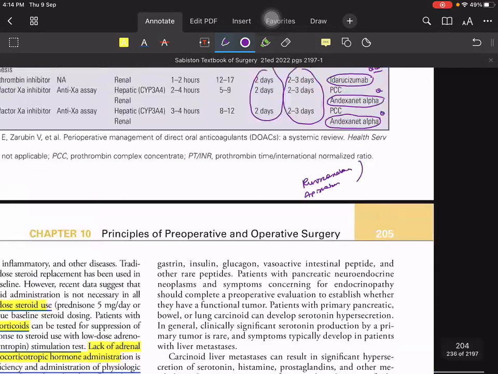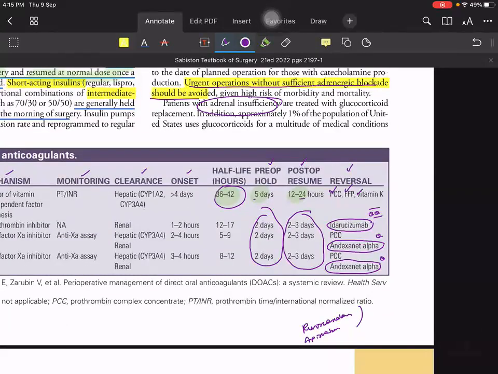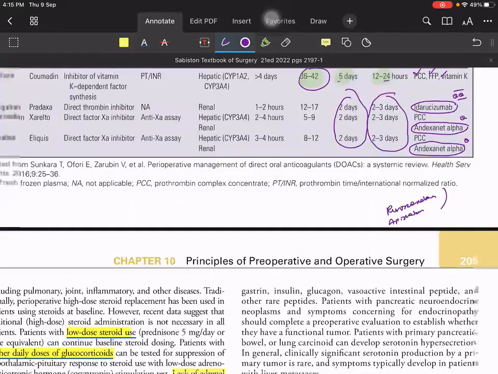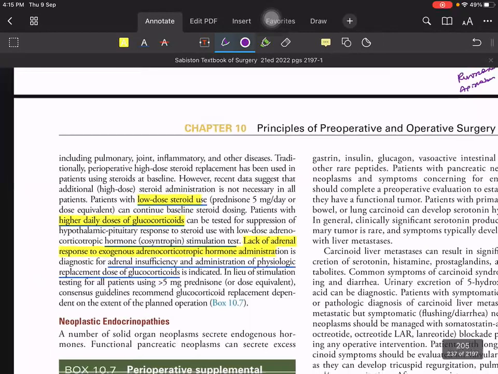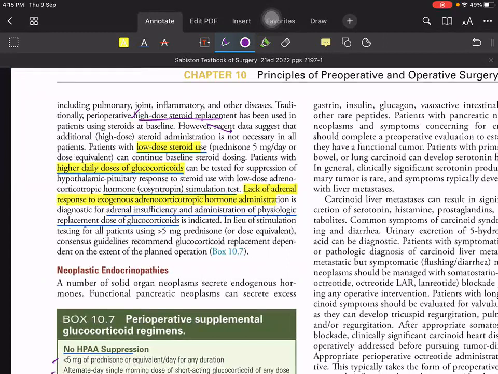Next, they are telling what the things are in case of adrenal insufficiency. Suppose the patient has adrenal insufficiency, the patient should be given glucocorticoids. Okay, so you should not give a high dose steroid replacement as we use in steroid baseline. So nowadays they told that a high dose is not necessary. Okay, so they are using the low dose steroid.